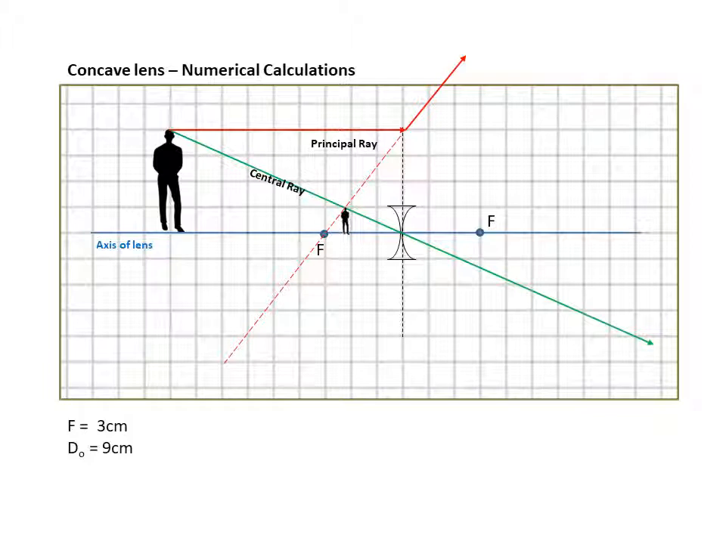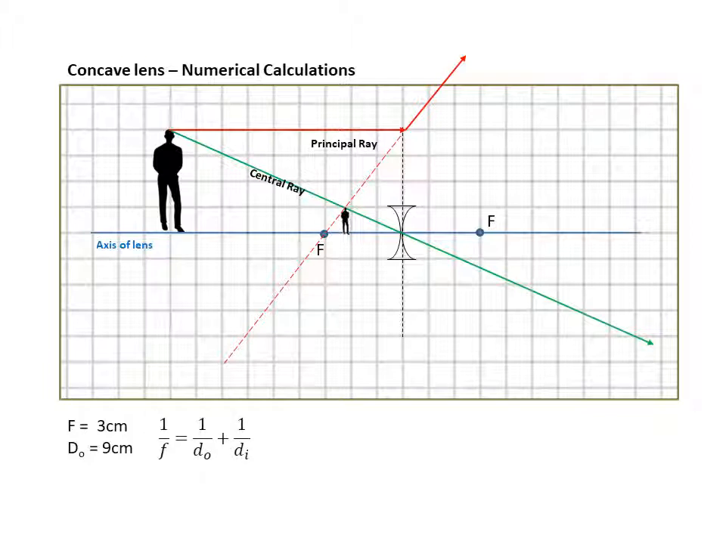So just like with mirrors, we can determine image properties numerically instead of using a ray diagram for a bit more accuracy. Here we have an example of a ray diagram for a concave lens, and we're going to determine the image properties numerically. In this example, the object, a man, is positioned at 9 centimeters from the lens, and the focal point of the concave lens is 3 centimeters.